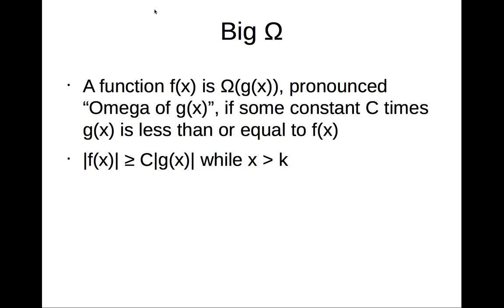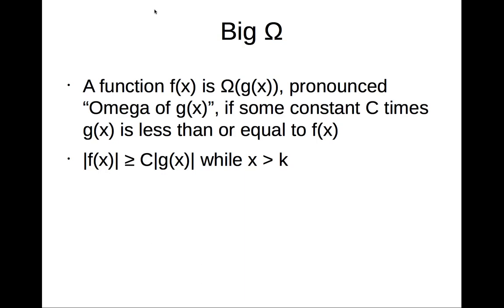Next we've got Big Omega. A function f of x is Big Omega of g of x if some constant c times g of x is less than or equal to f of x. That is, the absolute value of f of x will always be greater than or equal to this constant times the absolute value of g of x, for all x greater than k. Big Omega is like a lower bound to f of x.